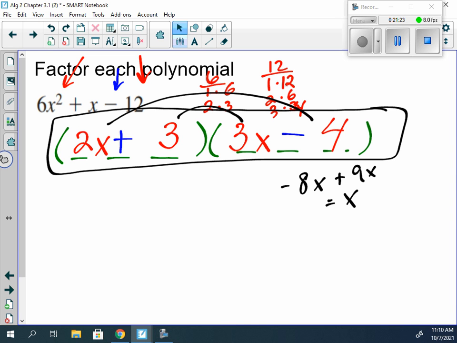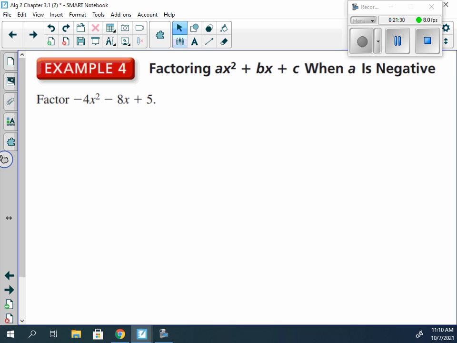Any questions on any of this here? Let's look at the next one. Here we want to factor negative 4x squared minus 8x plus 5. Is there a greatest common factor between these three terms?